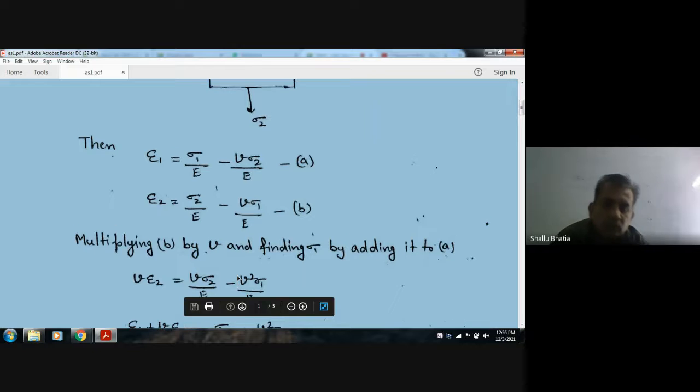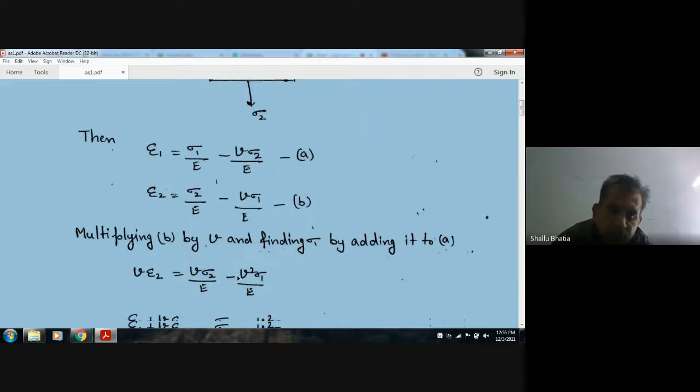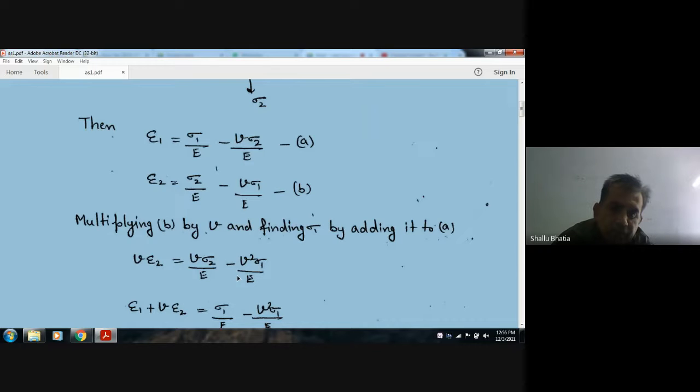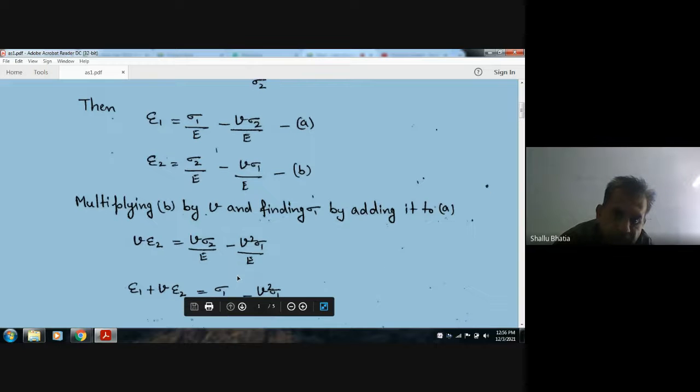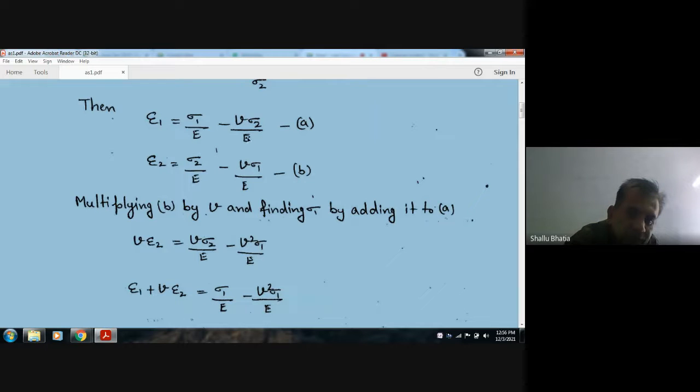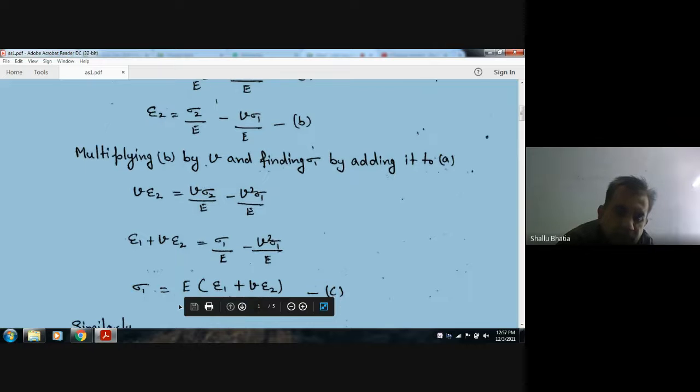Now, if we multiply equation B with mu, we will get mu sigma 2 by E minus mu square sigma 1 by E. Then we add it to equation A, and this term will cancel out. This is the multiplication, this is the addition.